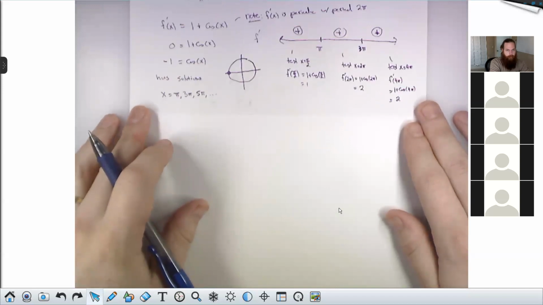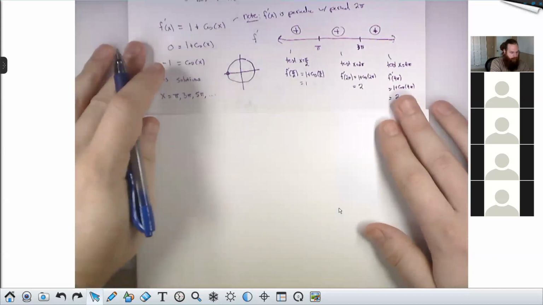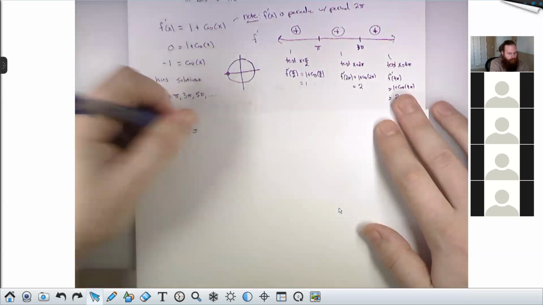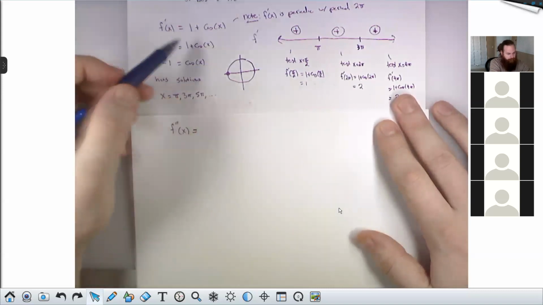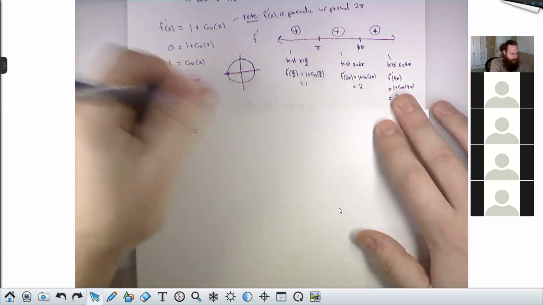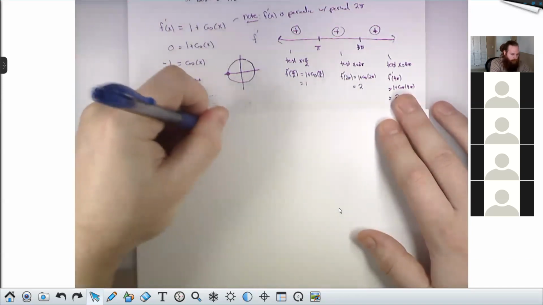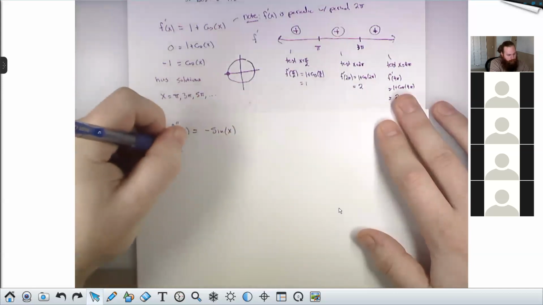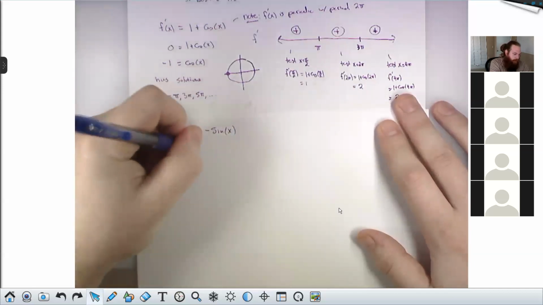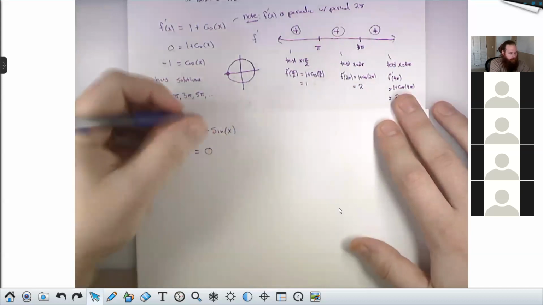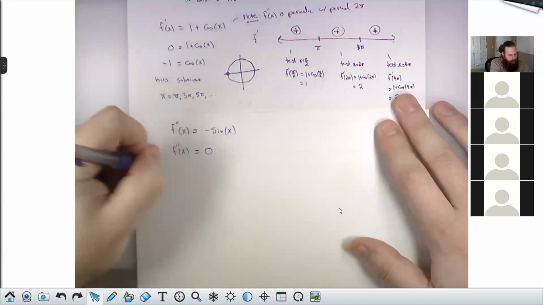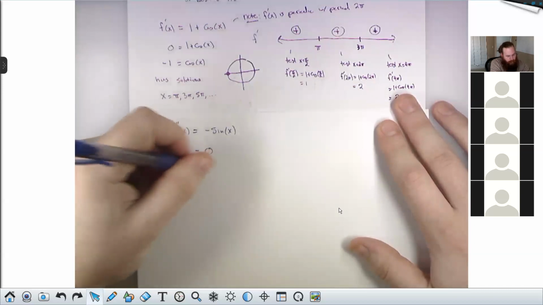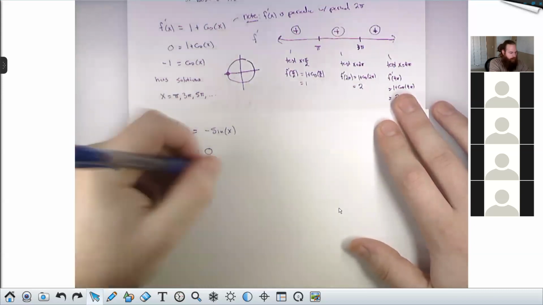Let's do this. All right. So f double prime of x is the derivative of f prime. The 1 will differentiate to 0. The cosine will differentiate to negative sine. So f double prime of x is never undefined, and it's equal to 0 when sine x equals 0.